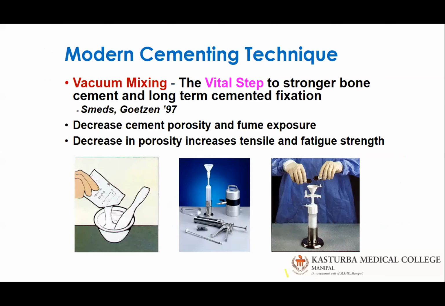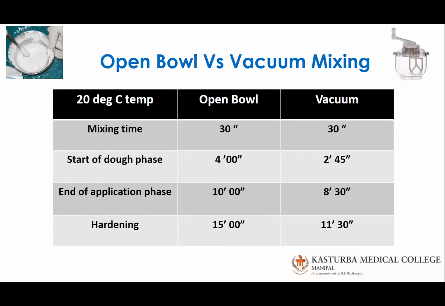This decreases the cement porosity and fume exposure. The monomer, when it is mixed with the powder, produces fumes, and that is bad for the eyes. So exposure to fumes is reduced. Decrease in porosity increases the tensile and fatigue strength of the cement.